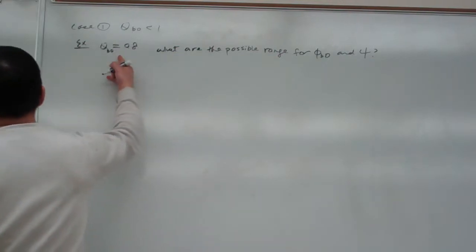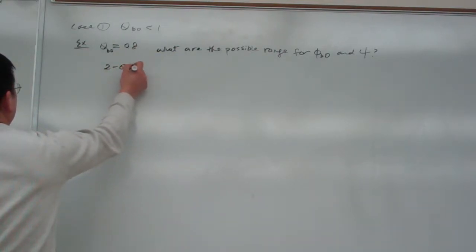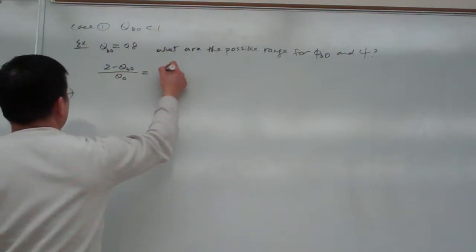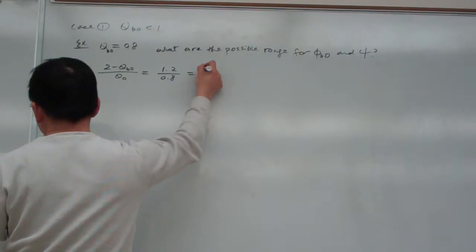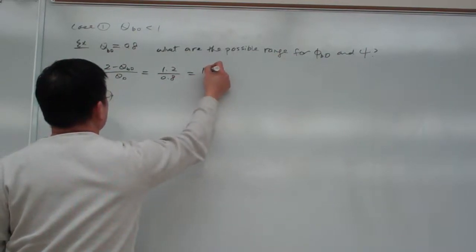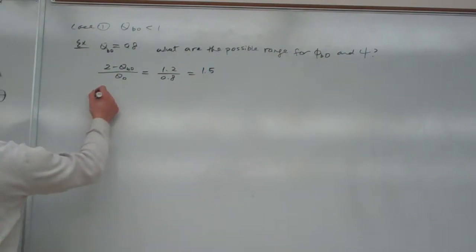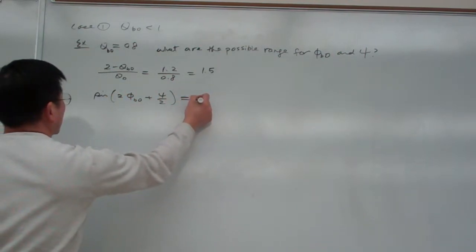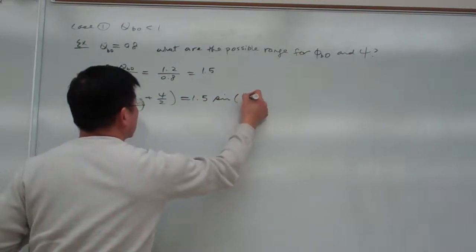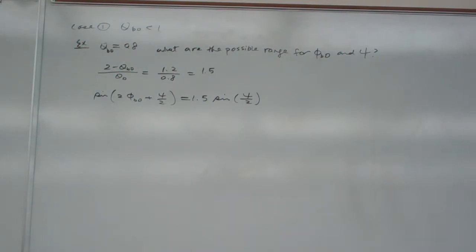With QBO implemented, 2 minus QBO and QBO are 1.2 and 0.8, so that is 1.5. Therefore we can rewrite that equation as sine of phi BO plus V over 2 equal to 1.5 times sine. So right now the equation is simplified, I simply plug in to get here. For these equations, we want to solve for the possible range.